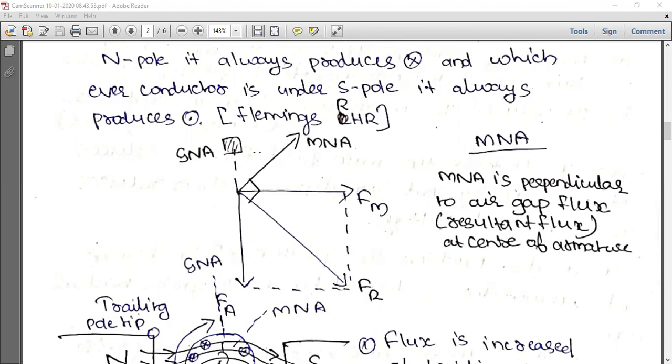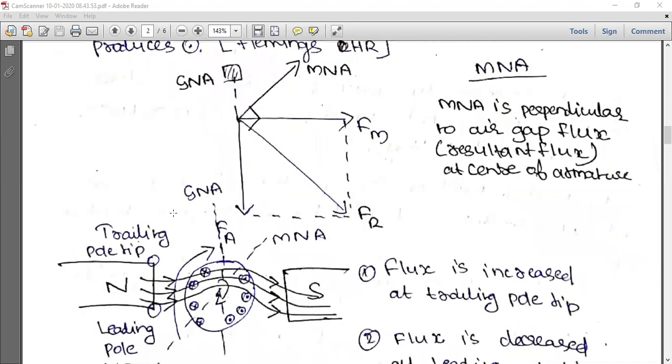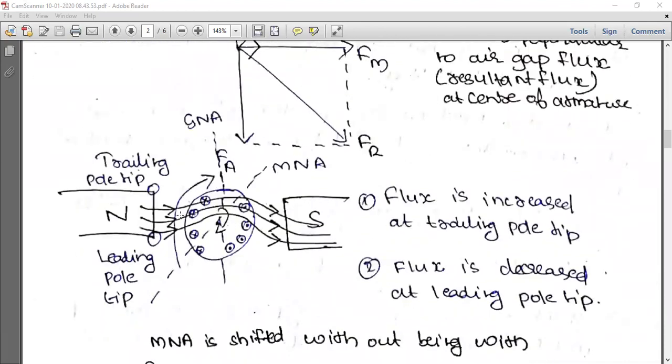Okay, that's one concept. We have FM, that is the main field, and the armature field is there. So we can draw the resultant, that is FR. This is the resultant here. When we draw a perpendicular to the resultant flux, it comes like this. So we can see that there is a shift of the magnetic neutral axis from the geometric neutral axis.